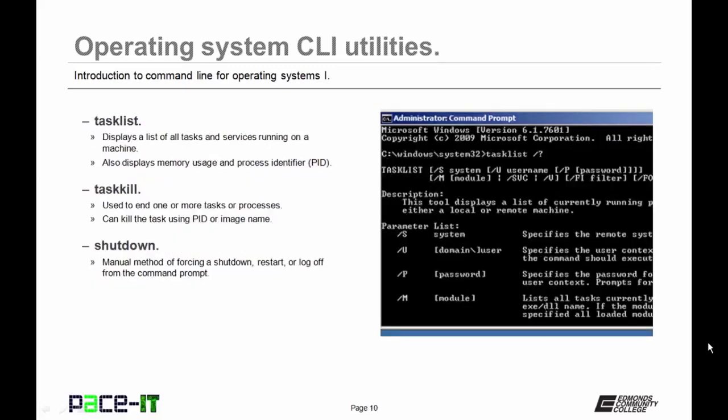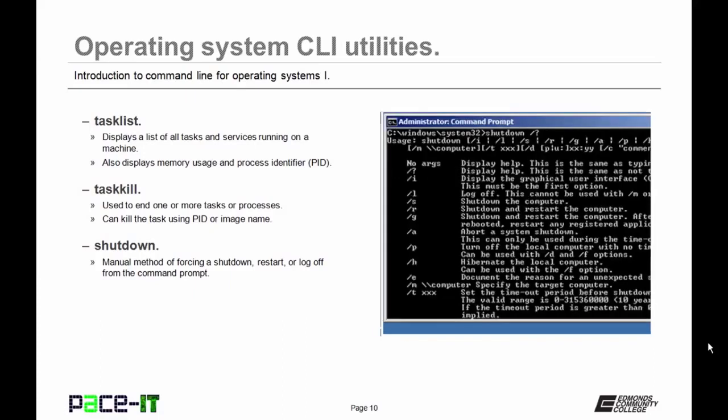Now let's move on to some other commands, and let's talk about tasklist. It displays a list of all tasks and services that are running on a machine. It also displays memory usage and the process identifier, the PID. You should run tasklist before you run taskkill. This is used to end one or more tasks or processes, and it can kill the task using the PID or the image name. Then we have shutdown. Shutdown is a manual method of forcing a shutdown, restart, or log off from the command prompt.